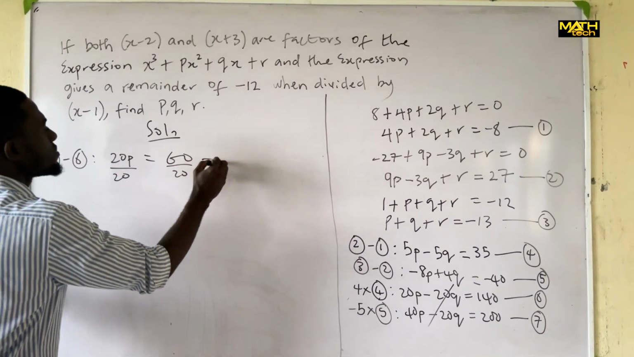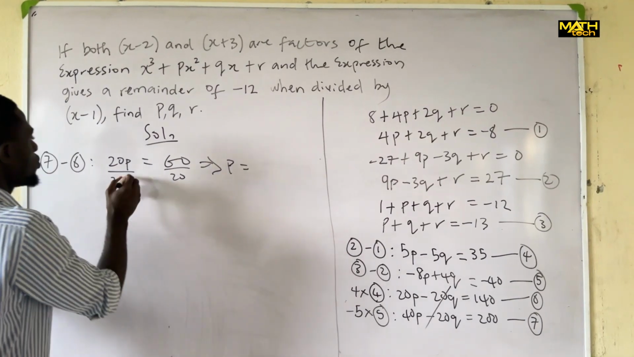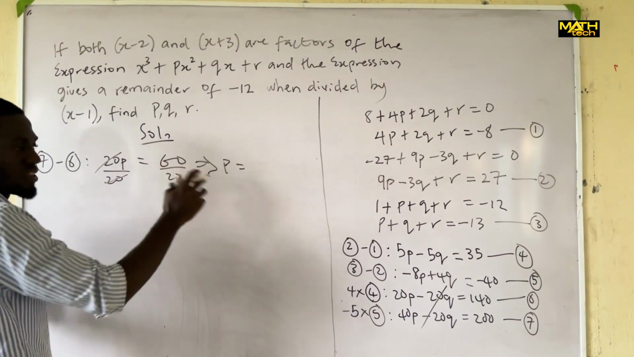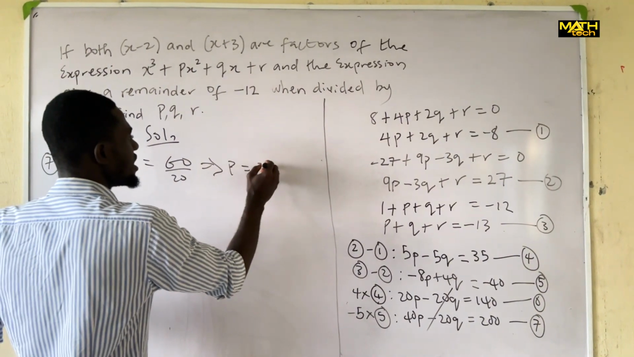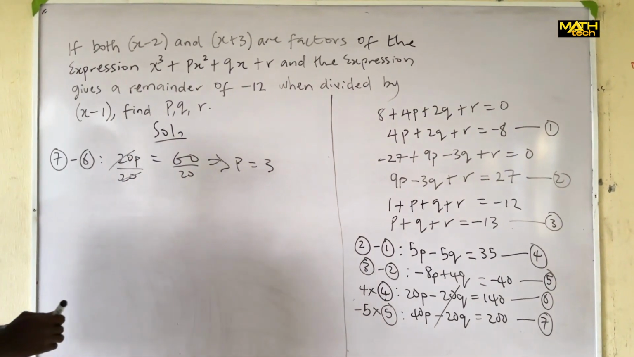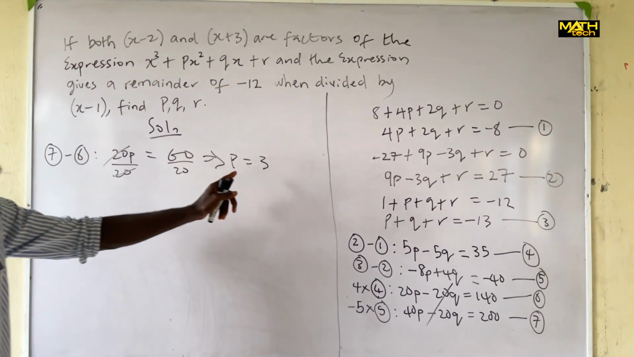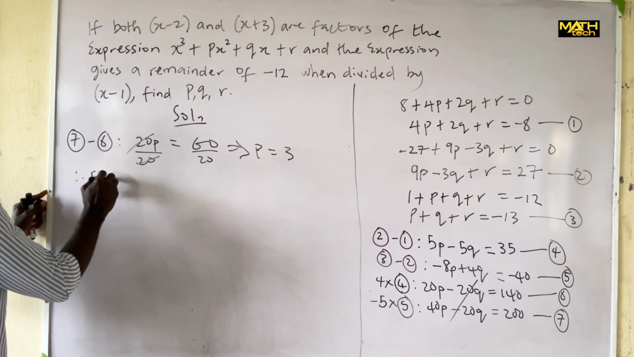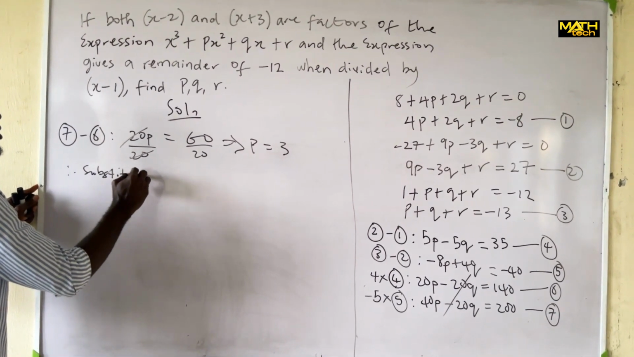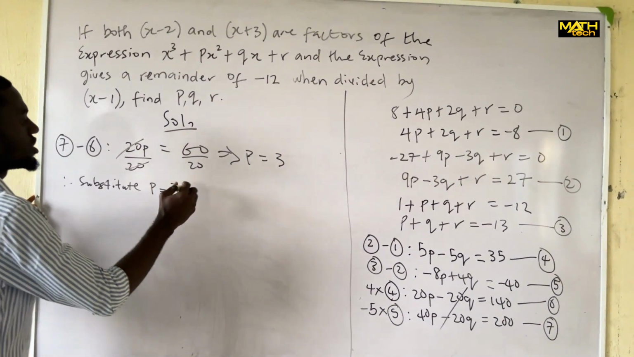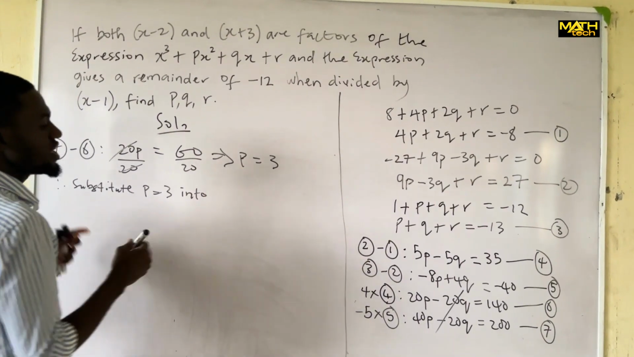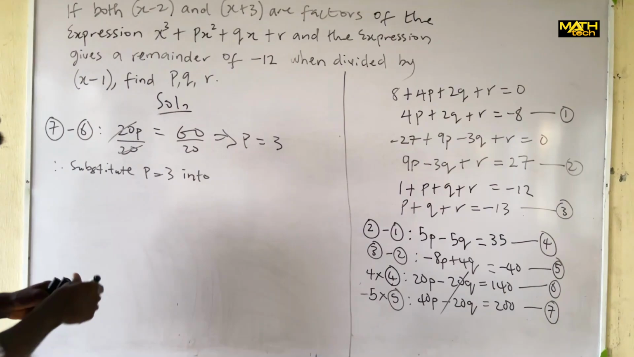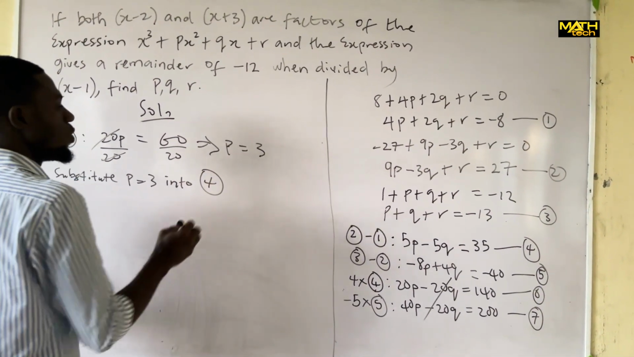It implies that p is equal to 60 divided by 20. 60 divided by 20 is what? 3. So the value of p here is equal to 3. Since we know that the value of p is equal to 3, we can substitute p equal to 3 into any equation of your choice. Let me pick equation 4.